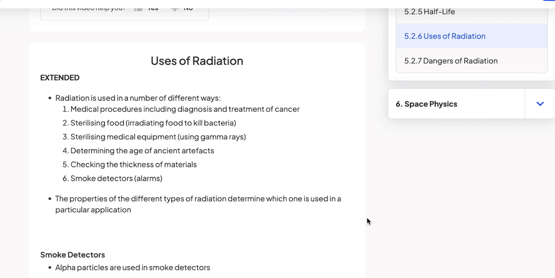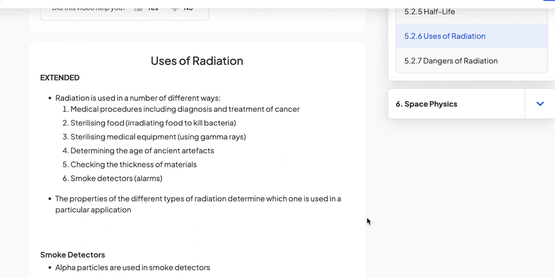So radiations are used in different ways. First of all, we use them in medical procedures, including diagnosis and treatment of cancer. Even though we think radiation is a dangerous thing, it has its own benefit and advantage. One of them is medical procedure. It can be used for treating cancer, what we call radiotherapy. You must have heard of radiotherapy, using radioactive material to diagnose and treat cancer.